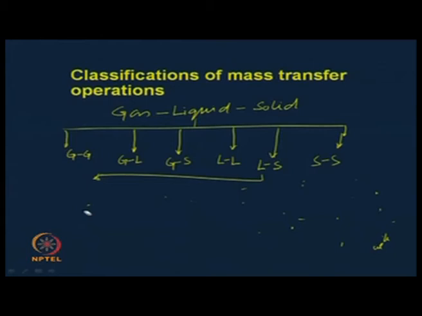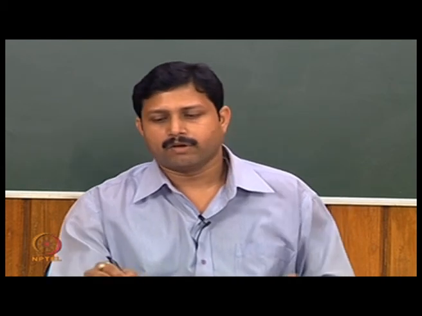Another type of liquid solid system is leaching. Here we use a selective solvent to separate the components in the solid mixture. For example, we extract ore using a liquid solvent. And the last category is the solid-solid systems. Since the diffusion in solid-solid systems is very low, this process is not commercially viable.